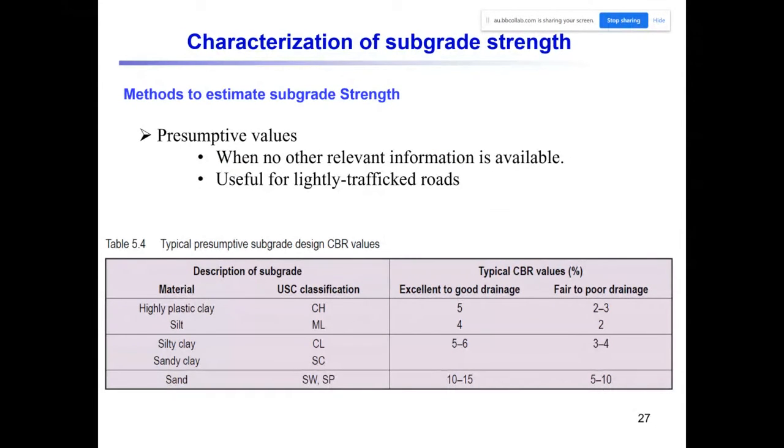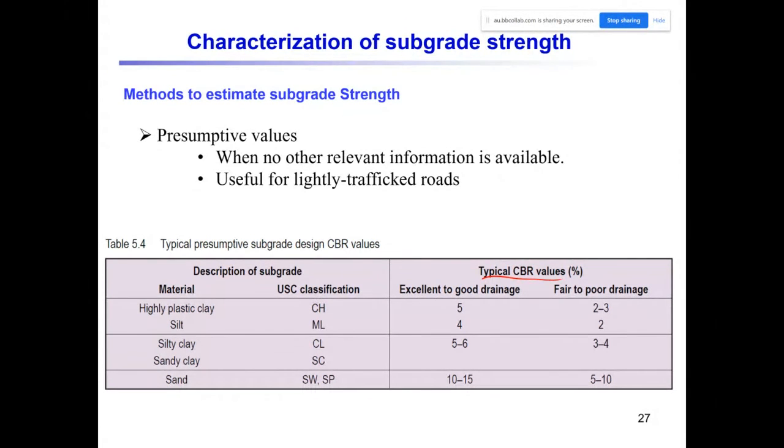For minor projects, when you are designing the pavement for lightly trafficked roads, sometimes you might not conduct any test and you can use some presumptive values provided by Austroads. So as you can see, these presumptive values depend on the type of the soil that you are dealing with. So you need to conduct sieve analysis as well as the Atterberg limit tests to determine the type of the soil. And based on the type of the soil, you can use this table.